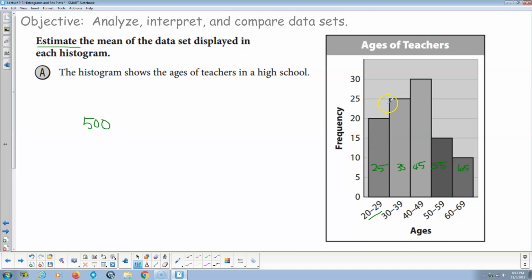We're going to have 25 times 35. All right, lots of scratch work. I'm digging this. So 5 times 5 is 25. Carry the 2. 5 times 3, 15, plus 2 is 17. 2 times 35 is 70 after I moved over a space. So that's going to be 875.